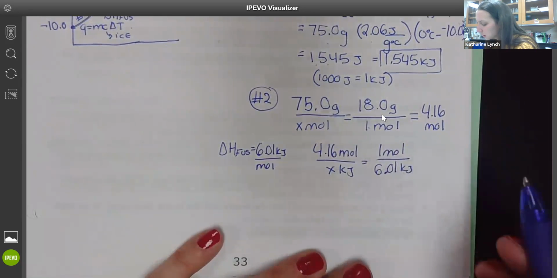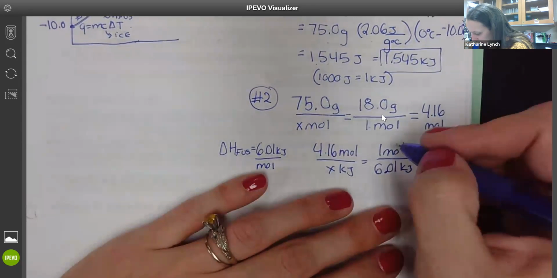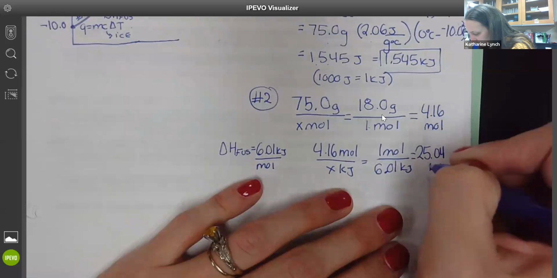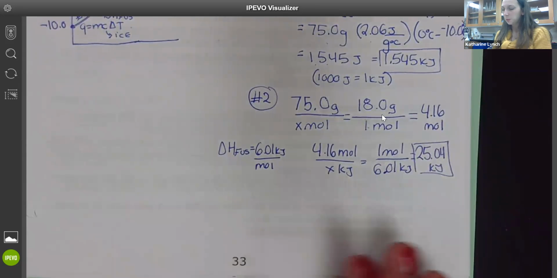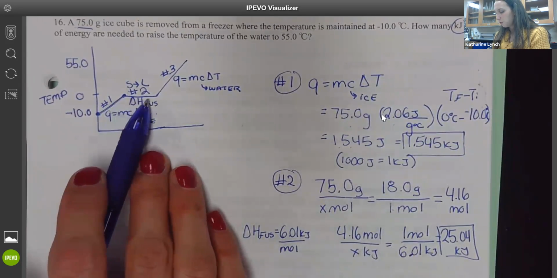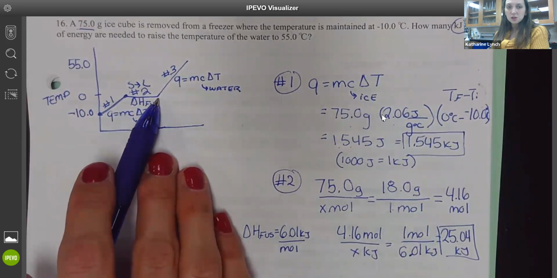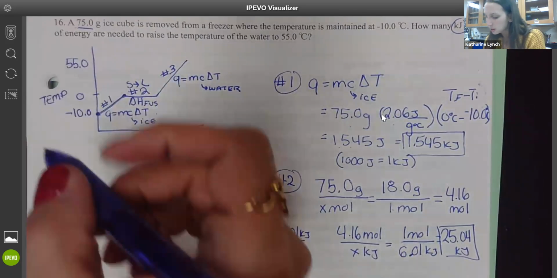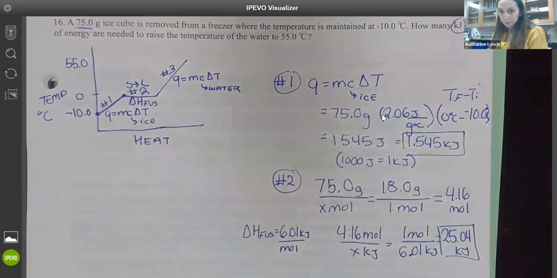I'm already in kilojoules. So when I put this in my calculator, I'll round sig figs all the way at the end. I'm going to keep everything right now. I end up with 25.04 kilojoules of energy. Okay, that's step 2. Back up a little bit. I know it takes 25.04 kilojoules of energy to completely melt that ice cube. But I don't want to just melt the ice cube. I want to raise the temperature of the ice cube up to 55 degrees Celsius by adding heat over time.